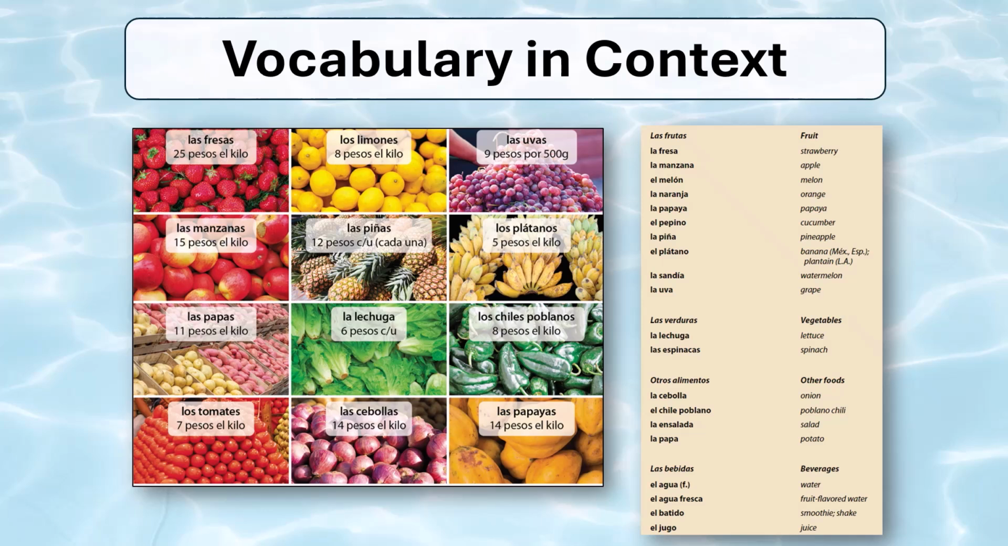I'm making a fruit salad. Let's see what fruits are available. I see strawberries, grapes, papayas, and pineapple. You can give them a scenario. For example, tell them that they have 75 pesos and they need to buy fruits and vegetables for dinner. What would they buy? By presenting vocabulary in this way, I'm going beyond teaching students words in isolation.